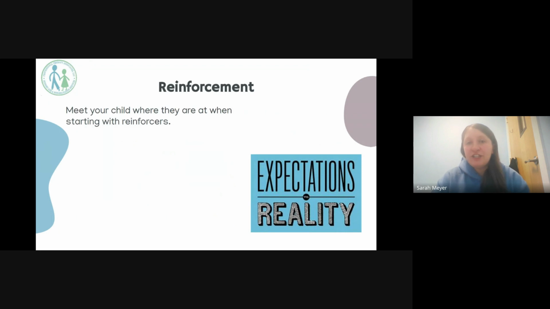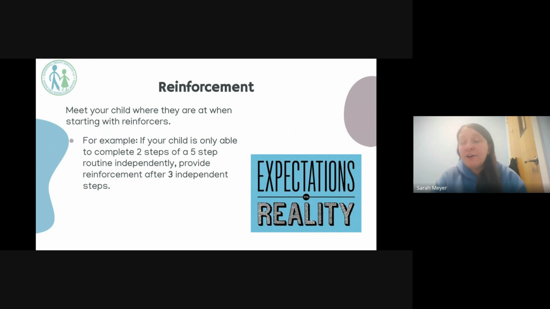So how does motivation play into reinforcement? When we are talking reinforcement, we're going to provide something tangible, something that the child enjoys for completing the expectations of their routine. It's important, again, this is a common theme with schedules. We're going to meet the child where they're at. So for example, if your child is independently only able to do 2 out of their 5 steps of their morning routine independently, we're going to allow reinforcement if they do 3 steps. So again, we're not looking for perfection, we're looking for growth. And again, it's not going to stay like this forever.